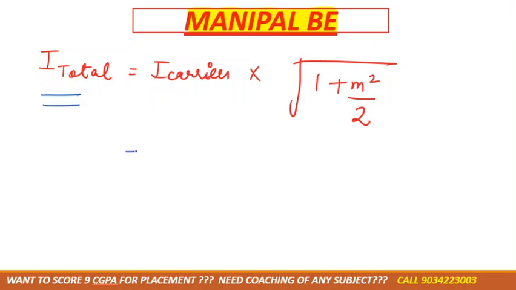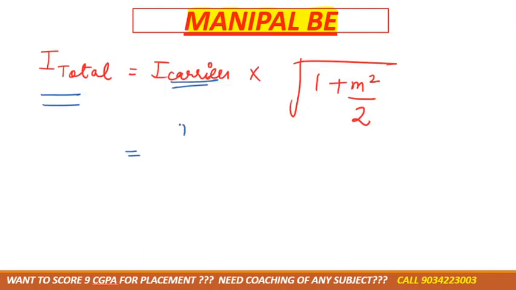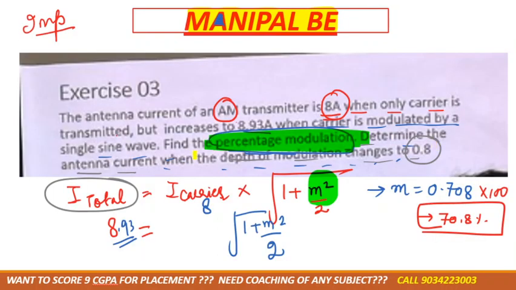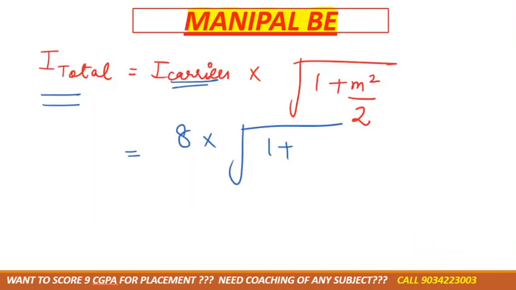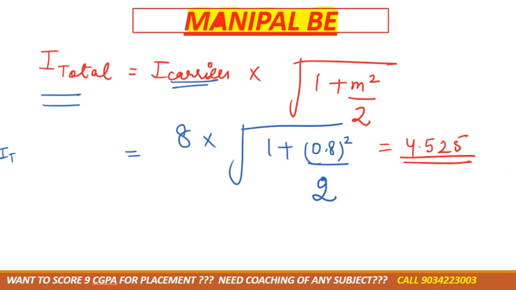Now I total we need to calculate. I carrier they have given, that is 8 ampere, right? Multiplied by, now they have changed the condition so the modulation changes to 0.8. So now the modulation value is 0.8 square divided by 2. Now calculate it, then you will get I total. Tell me. So we'll get the total antenna current as 4.525 ampere. Okay, understood?